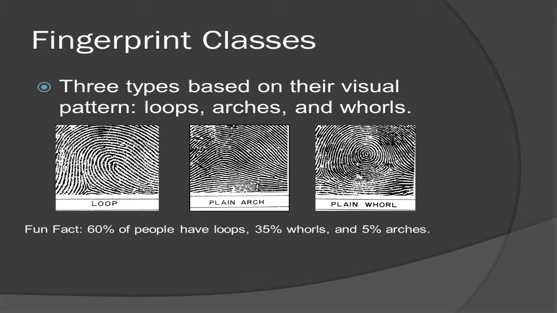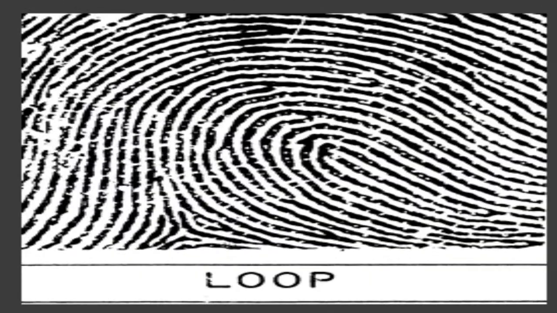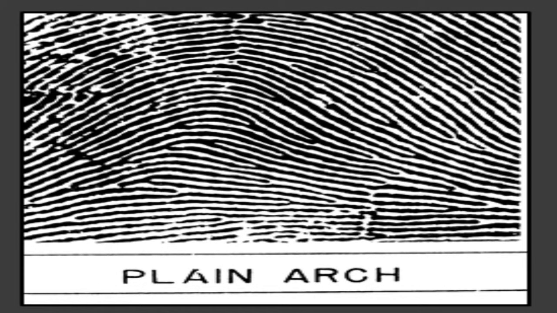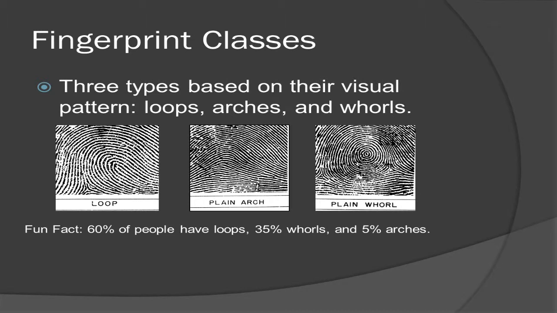Fingerprint classes. There are 3 types of fingerprint classes based on their visual pattern, which are loops, arches, and whorls. On the left there's a loop, in the middle there's an arch, to the right there's a whorl. Fun fact, 60% of people have loops, 35% of people have whorls, and 5% have arches.